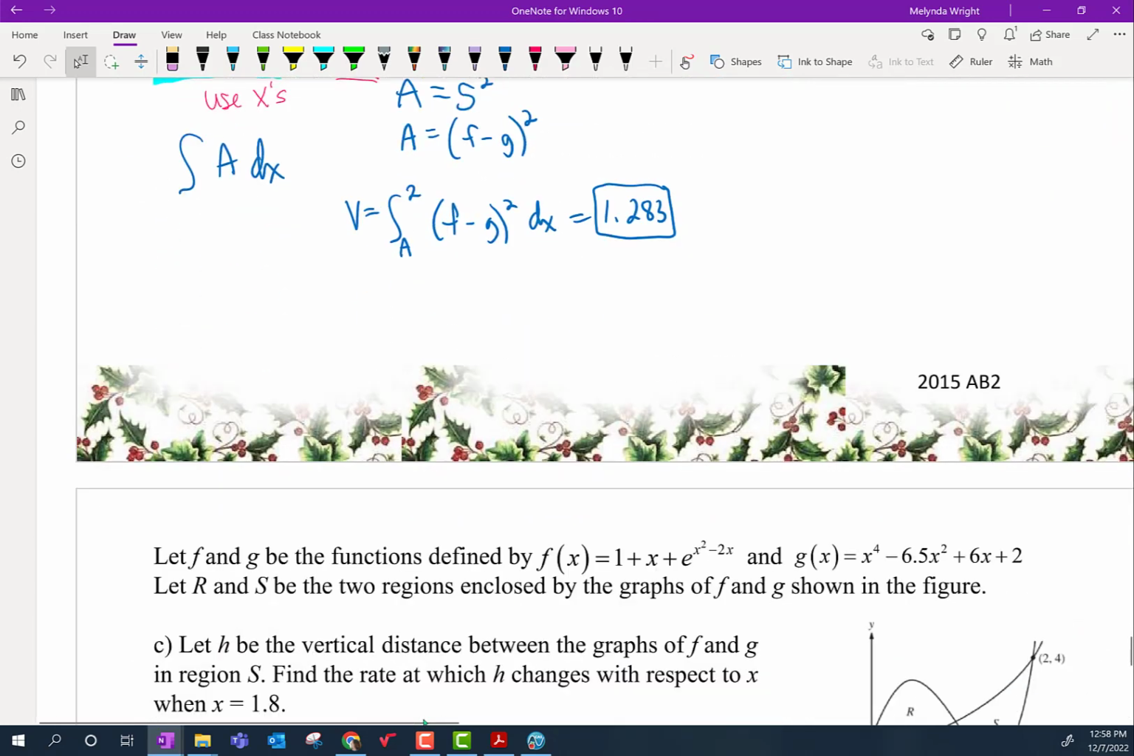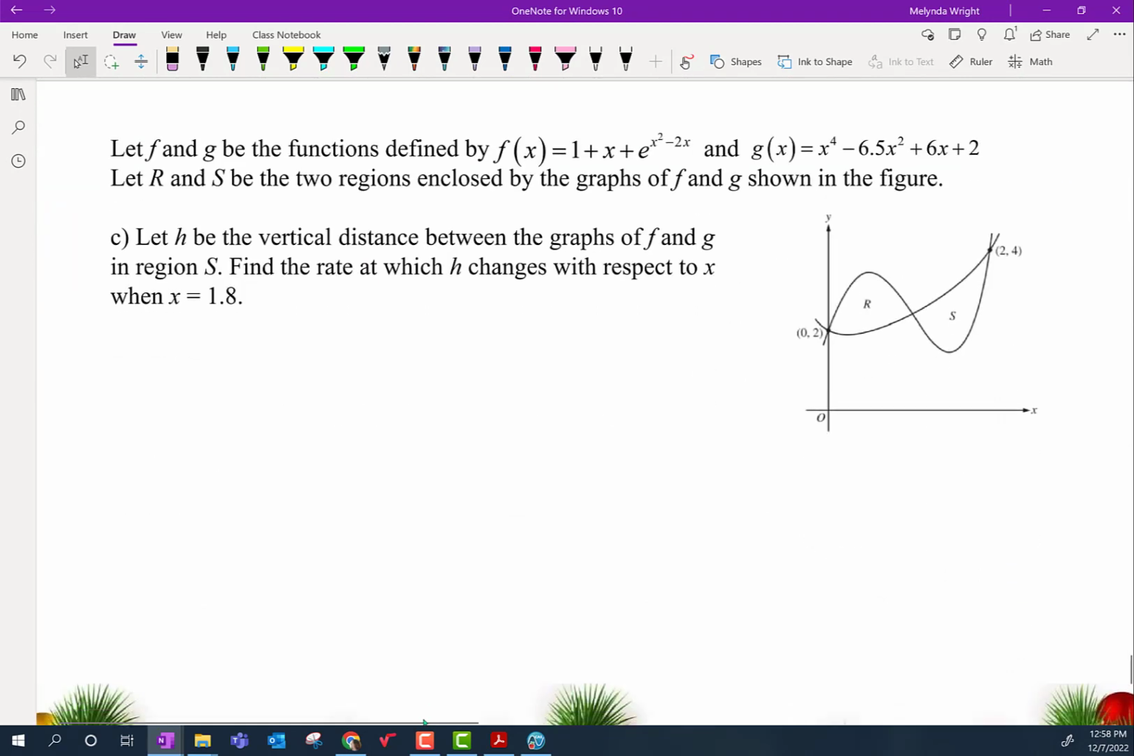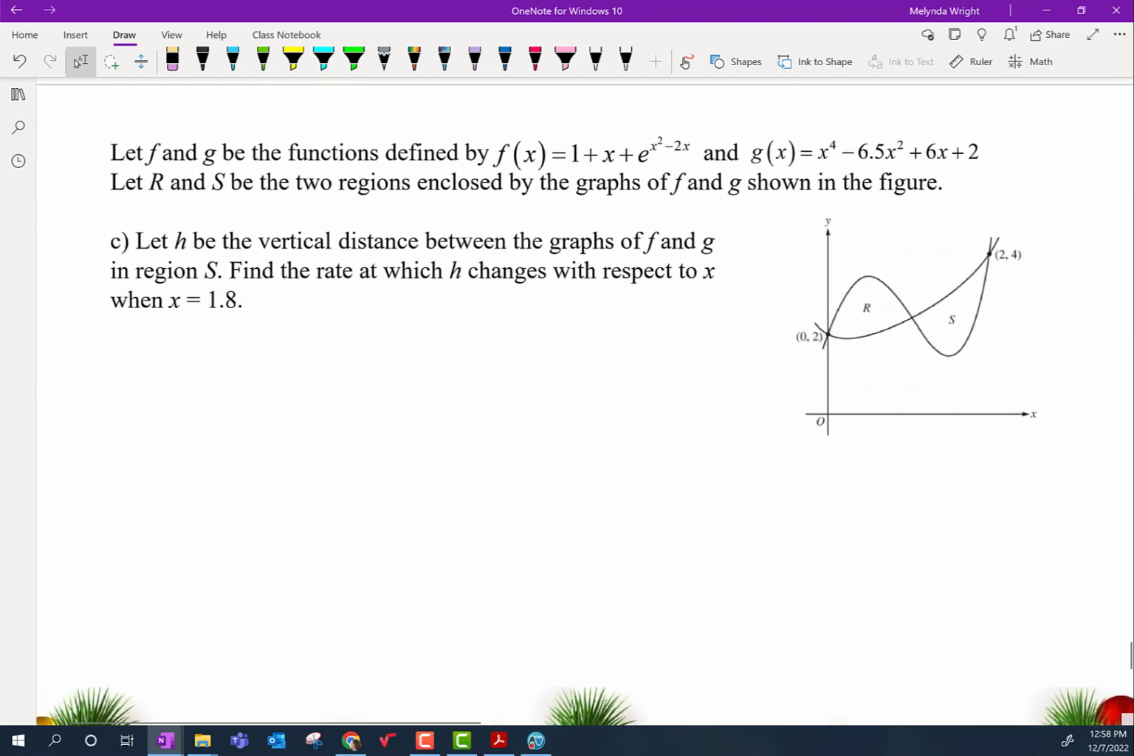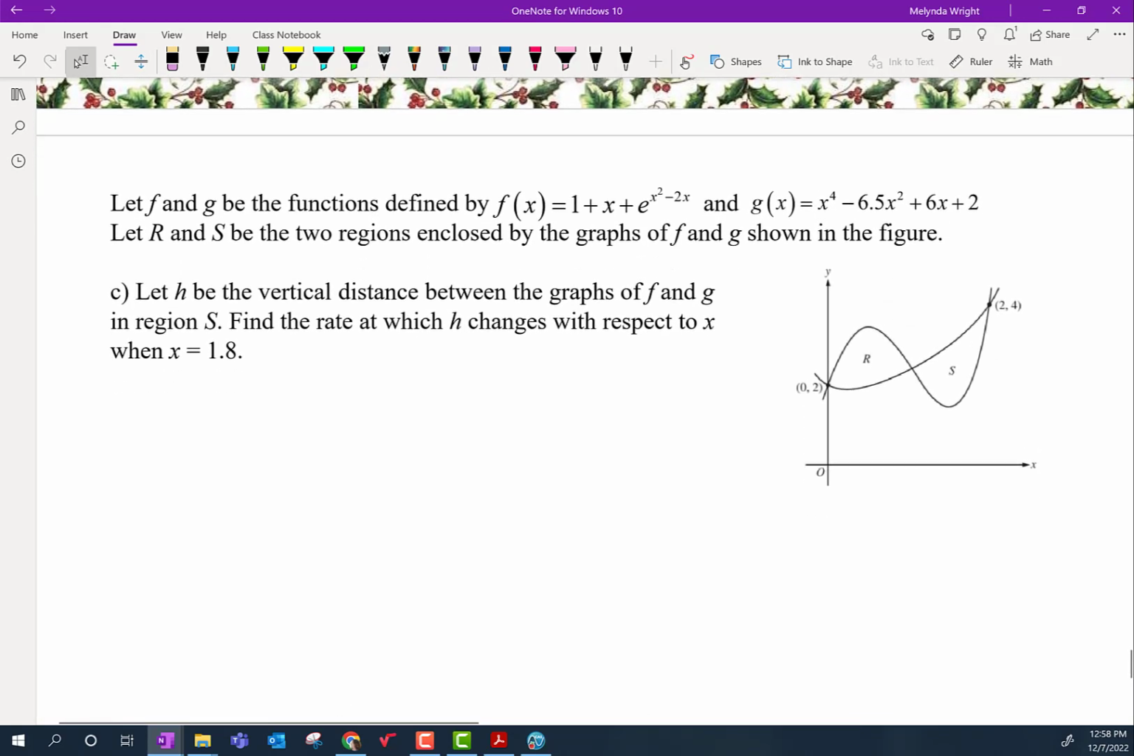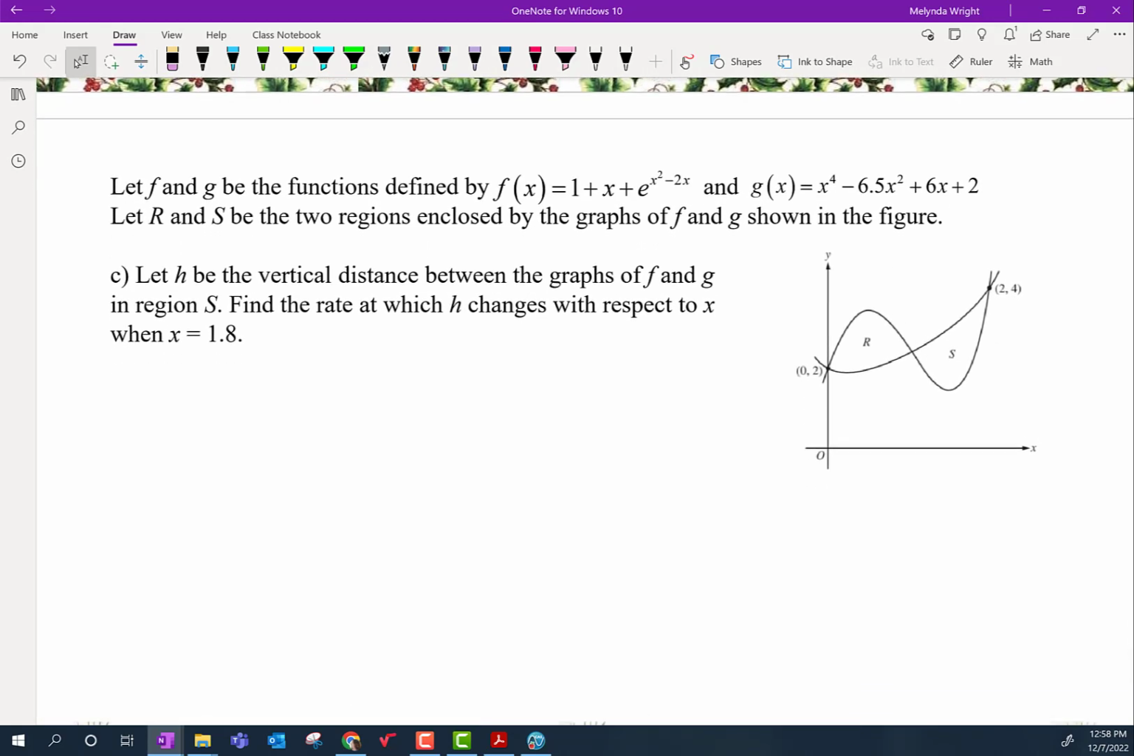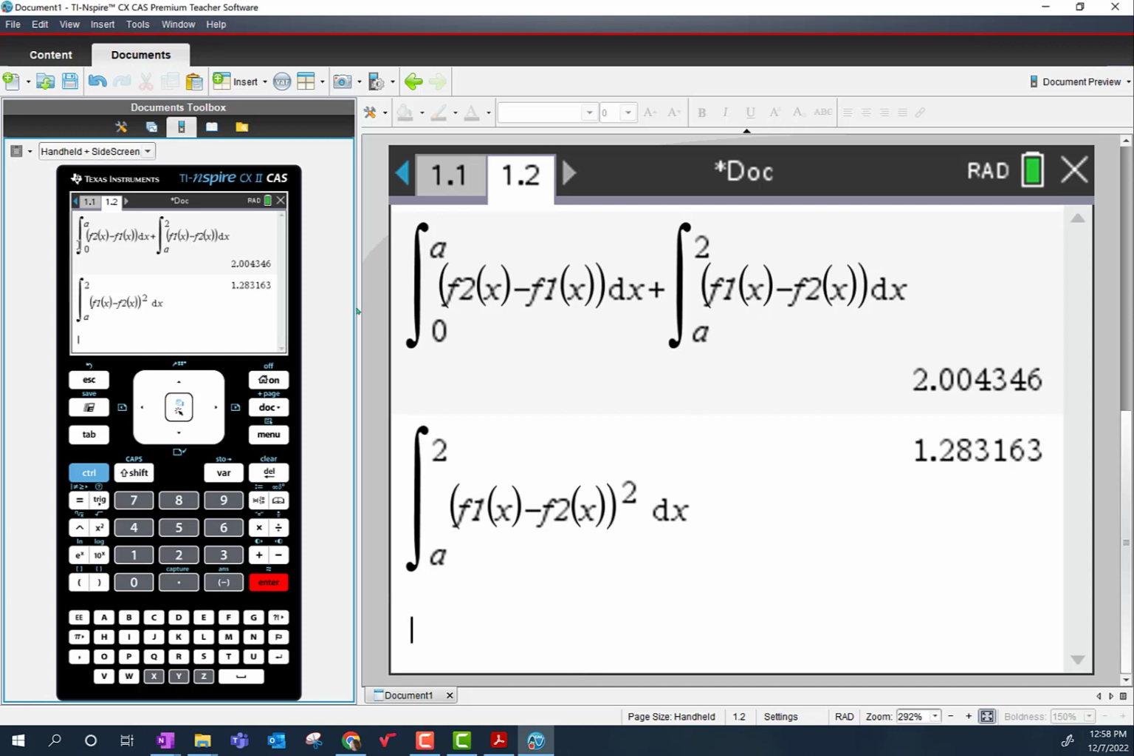All right. This is a continuation. This problem, we have one more part of this problem, but it's the same prompt. So we still have the same calculator input that hasn't changed. Let's see what this wants us to do. Let h be the vertical distance between the graphs of f and g. Okay, let's remind ourselves which was which. And if we don't remember, we can go look at the calculator. Okay, let's look at our graph.